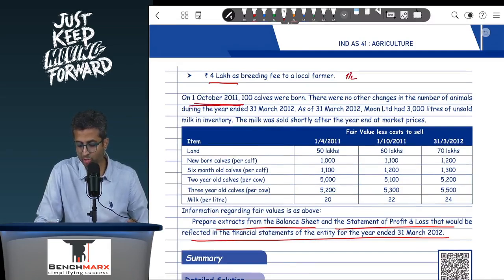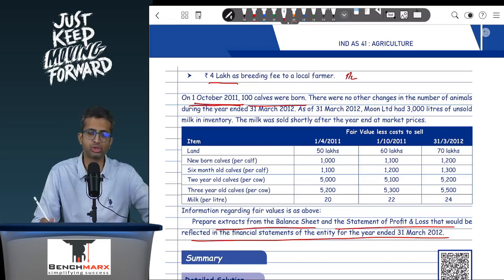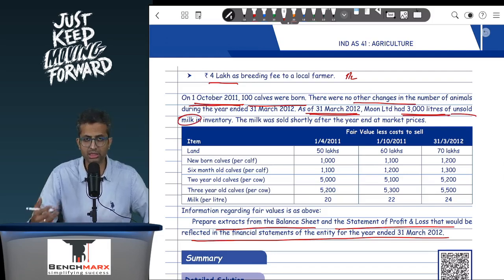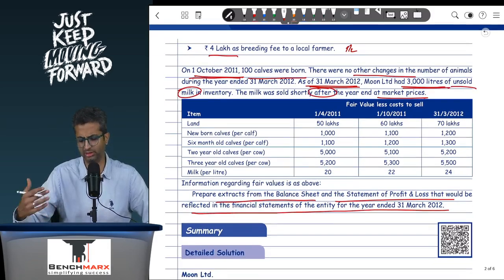On 1st October 11, 100 cows were born. So initial recognition will be calf account debit to gain on initial recognition. And there were no other changes in number of animals during the year. As at 31st March 12, Moon had 3000 liters of unsold milk in inventory. Now this is agriculture produce, this is harvested. The milk was sold shortly after the year end at market prices.